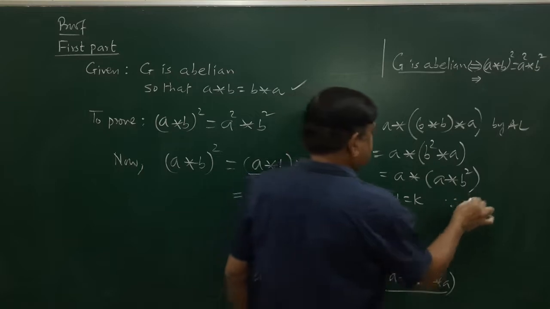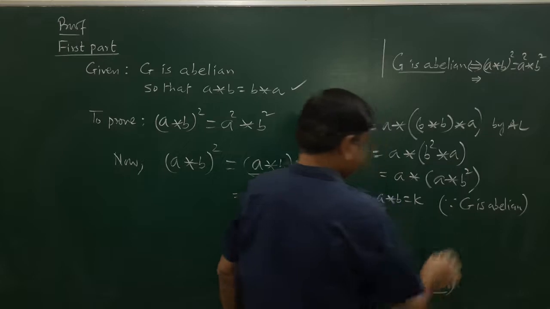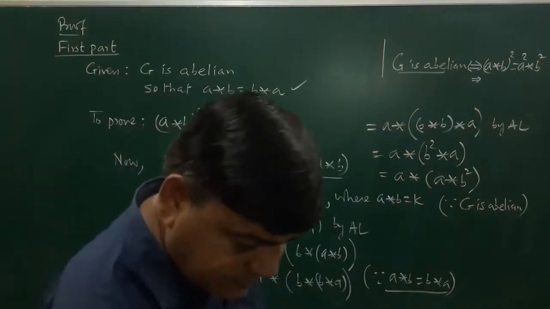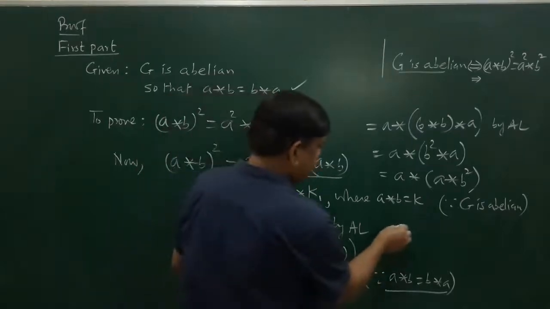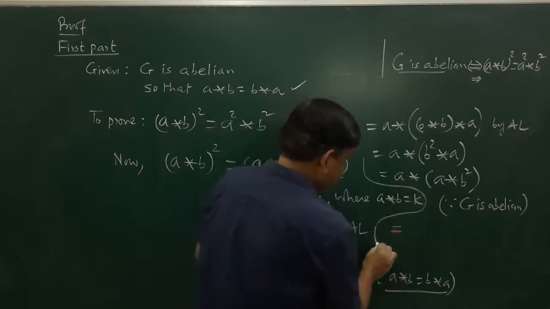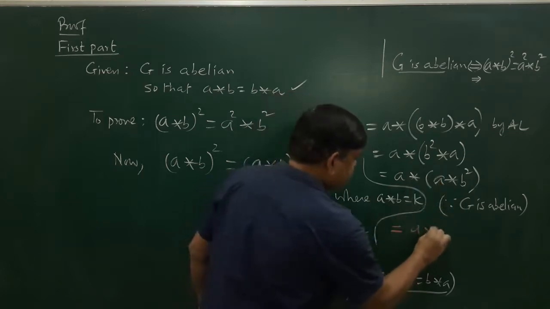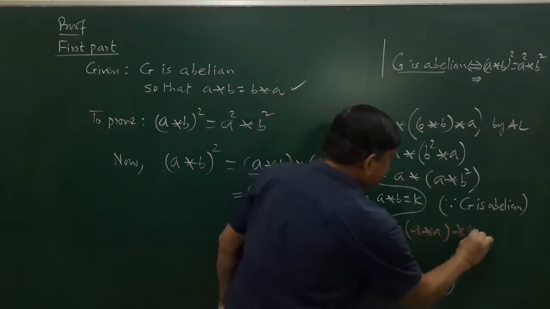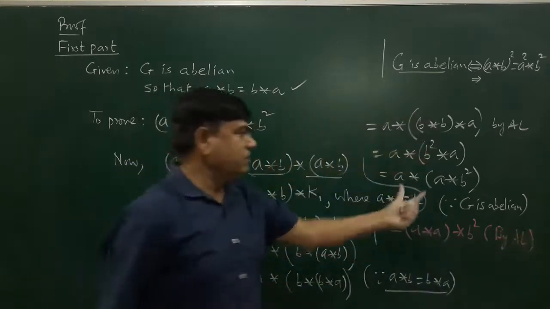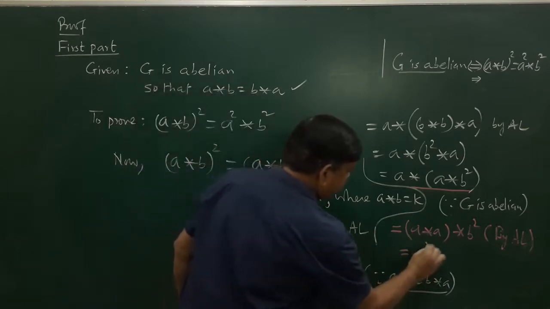Since G is abelian. Okay? This is b square by the associative law. Look at this. What is the meaning of this? We people know this.